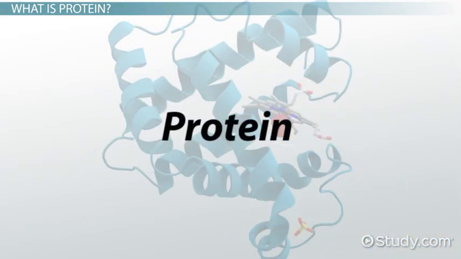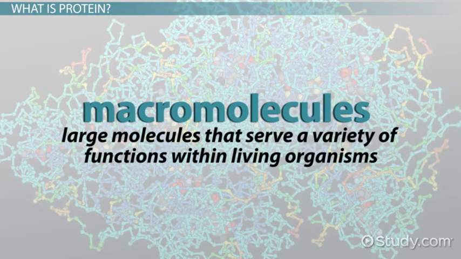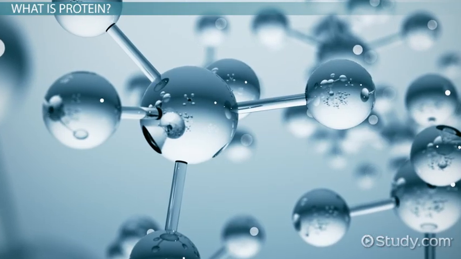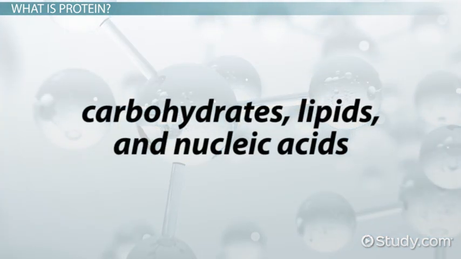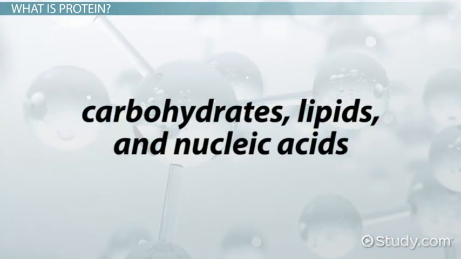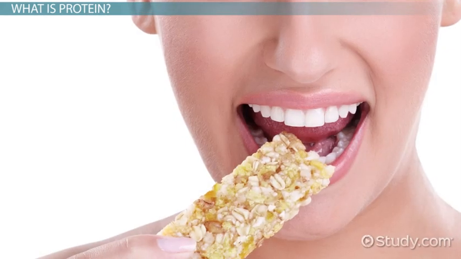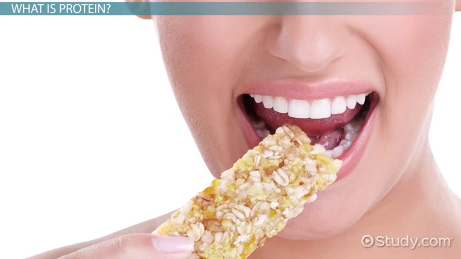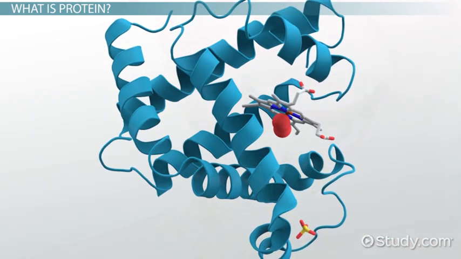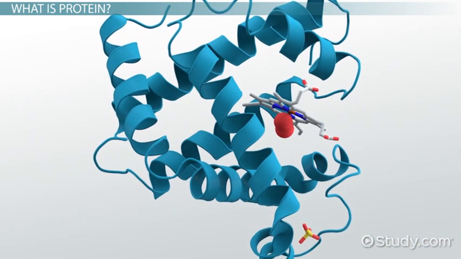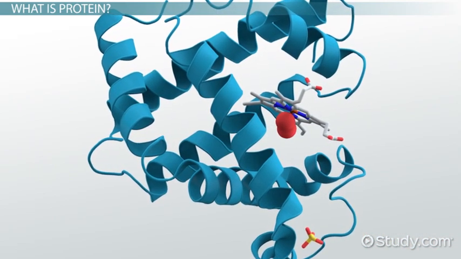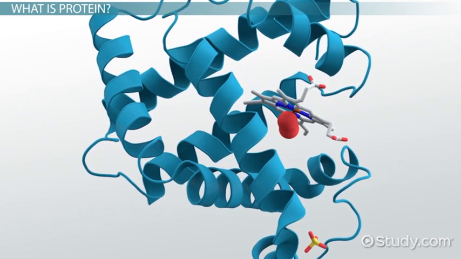Protein is one of the 4 macromolecules found in living organisms. Macromolecules are large molecules that serve a variety of functions within living organisms. The other 3 types of macromolecules are carbohydrates, lipids or fats, and nucleic acids like DNA. And much like these, protein serves various purposes. However, before we discuss those purposes, let's take a closer look at how this protein is produced to begin with.